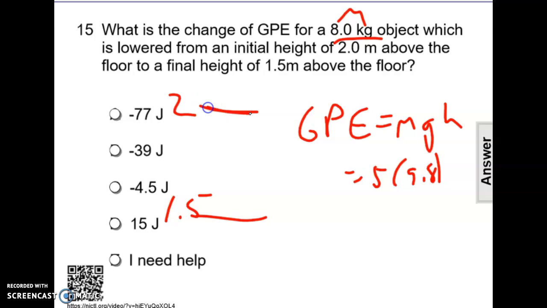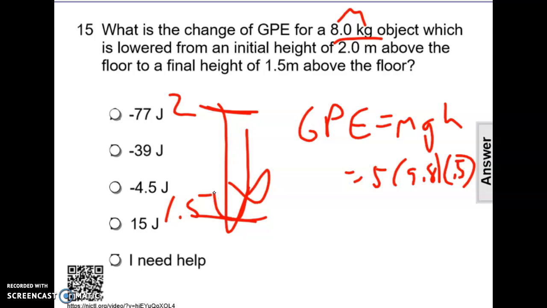Now notice it went from 2 down to 1.5. When I do the difference there, the change in height is just 0.5, which is the difference between 2 to 1.5. If I go and do my math, 5 times 9.8 times 0.5, the answer, hold on, let me check my math, 5 times 9.8.